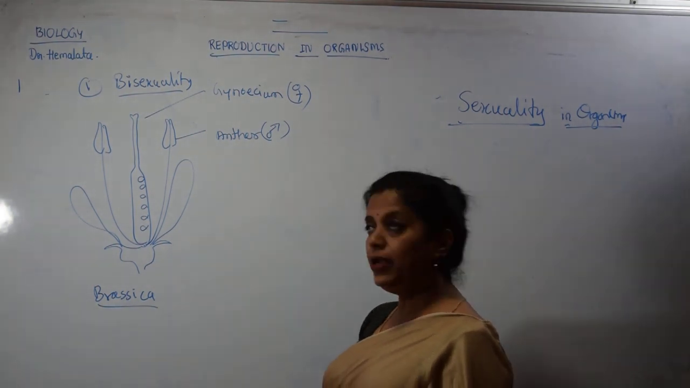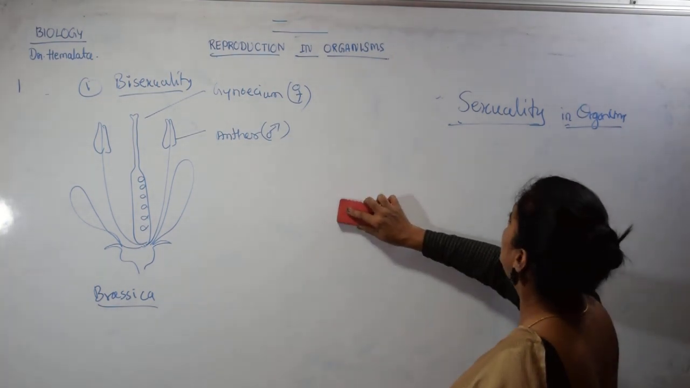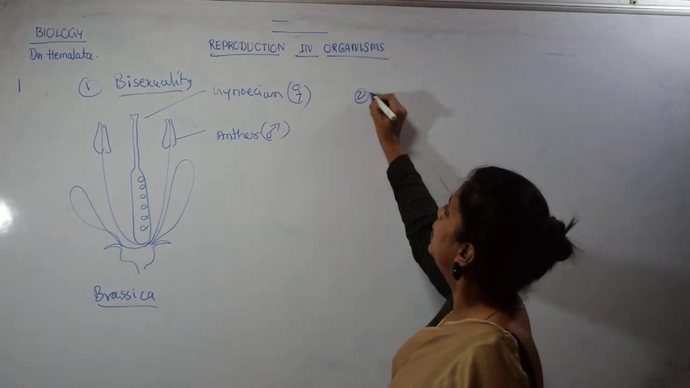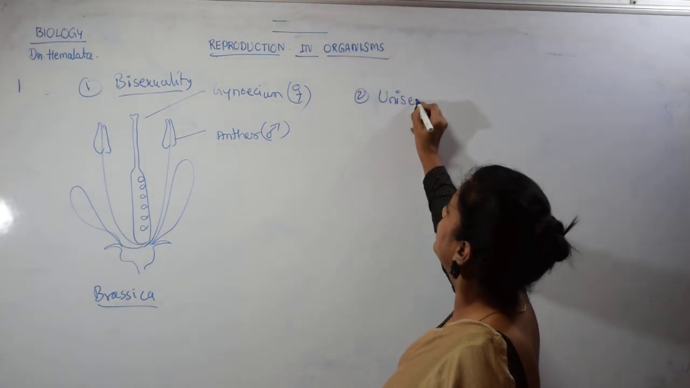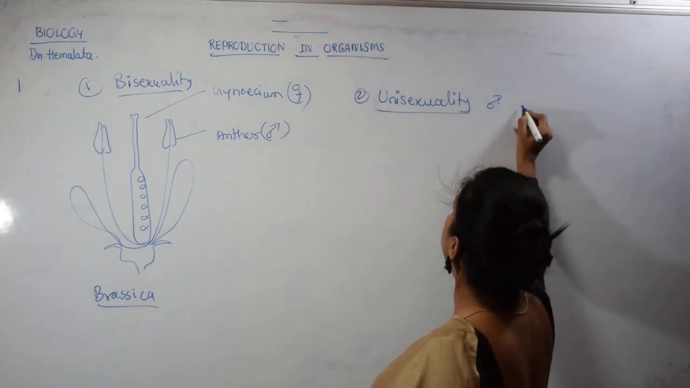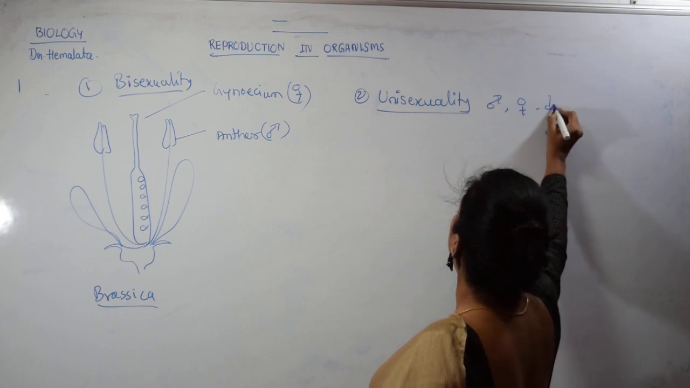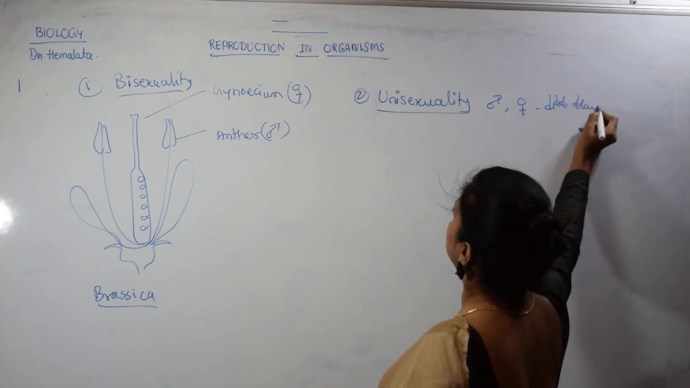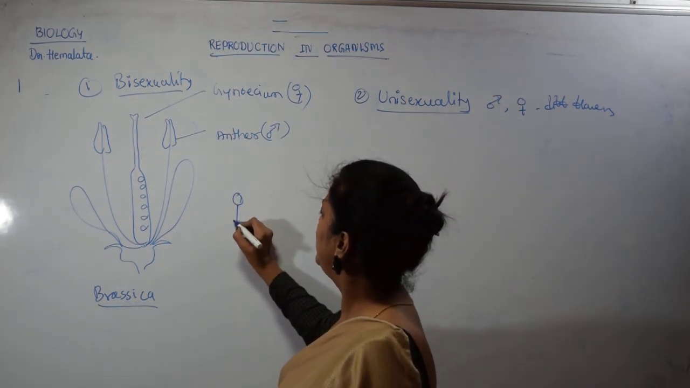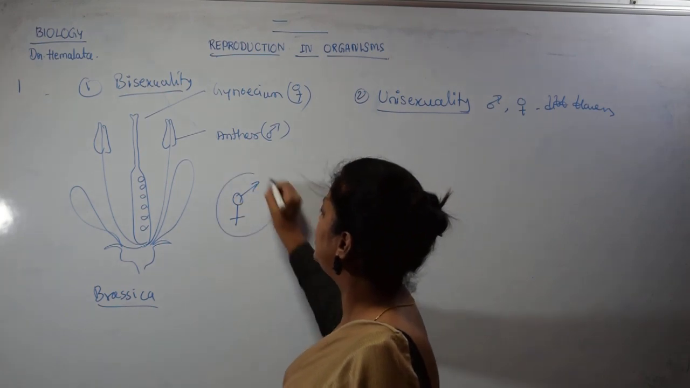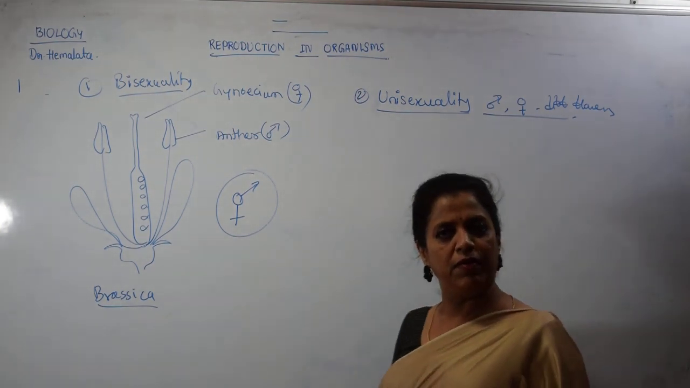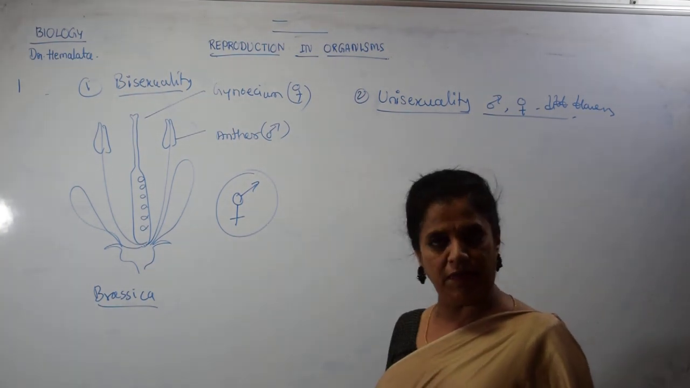But in some, it is not so. They show the male and female separately. That is what we call unisexuality. What is unisexuality? The male and female sex organs are present on different flowers. Here they are found together. Normally we represent it like this. This is a female part, this is a male part. This is a bisexual character. Here they are different, right? Male flowers are different, female flowers are different.